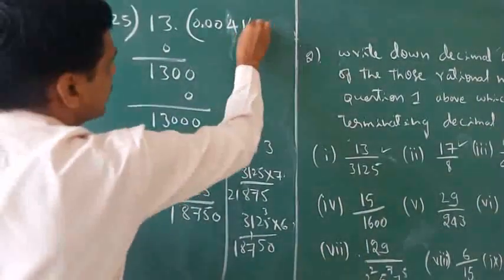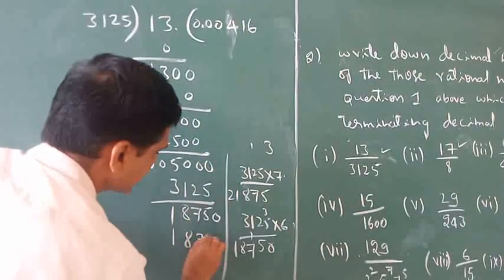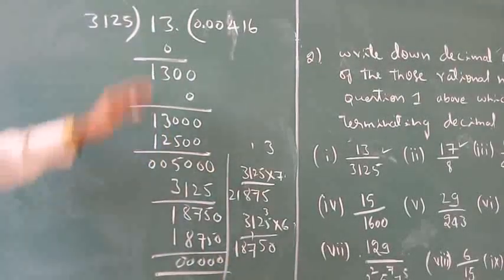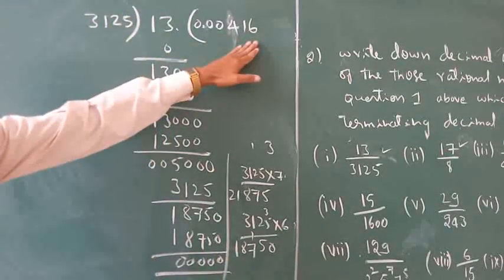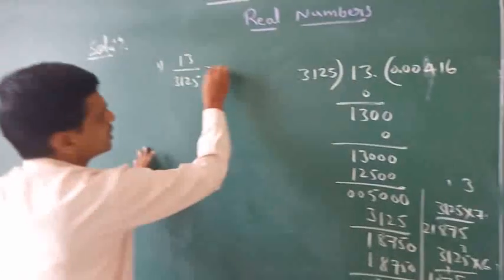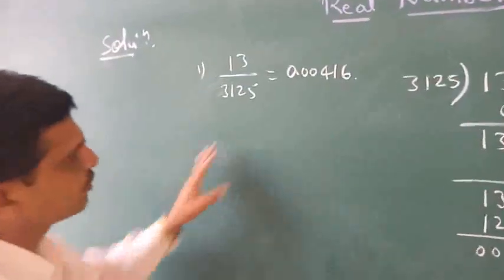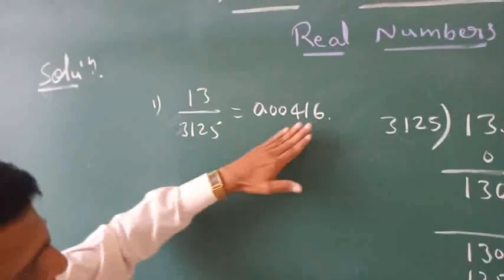3,124 into 6 is 1,870. So now your remainder must be 0. It means it ends. Their decimal expansion ends. Therefore, its decimal expansion is 0.00416. So that is why it is a terminating decimal expansion.